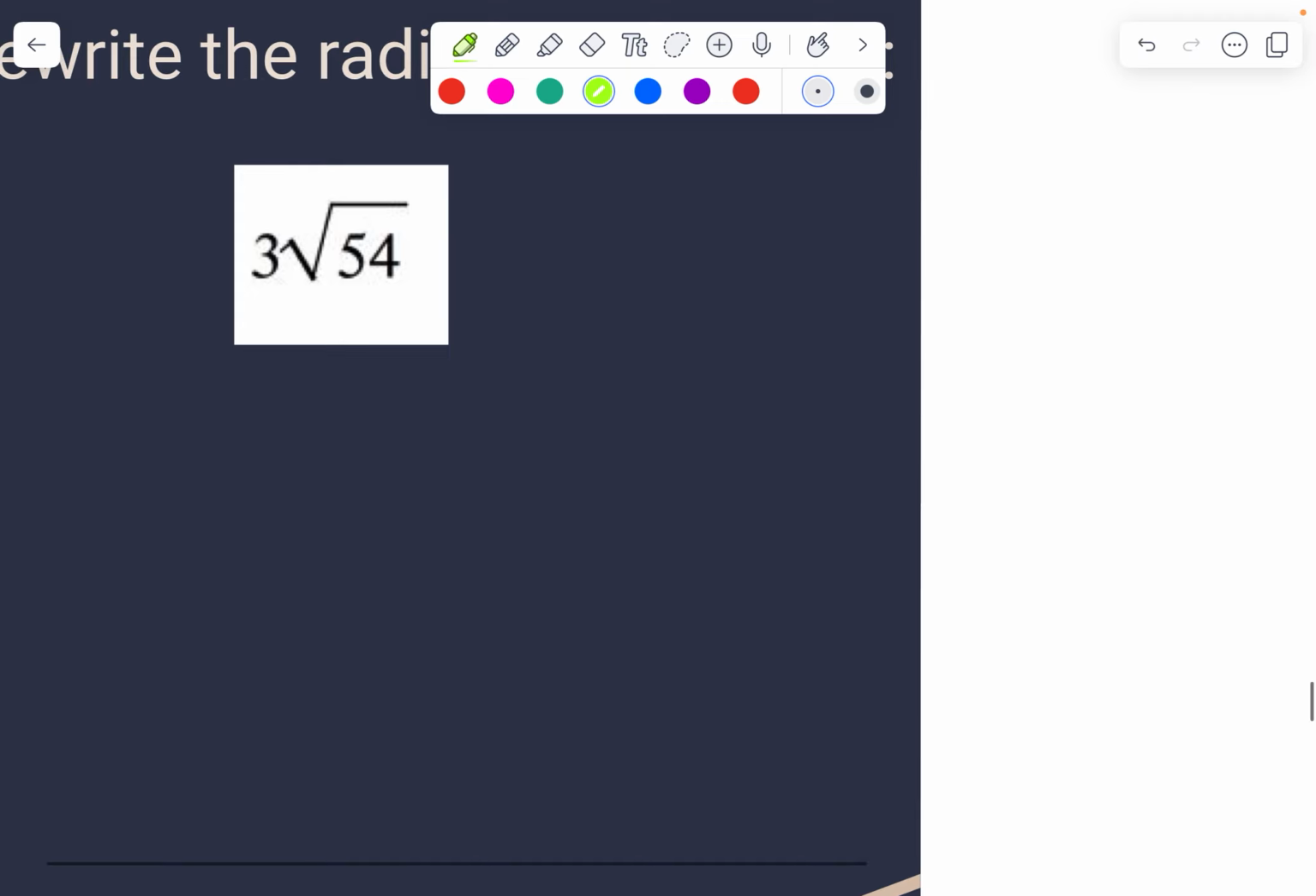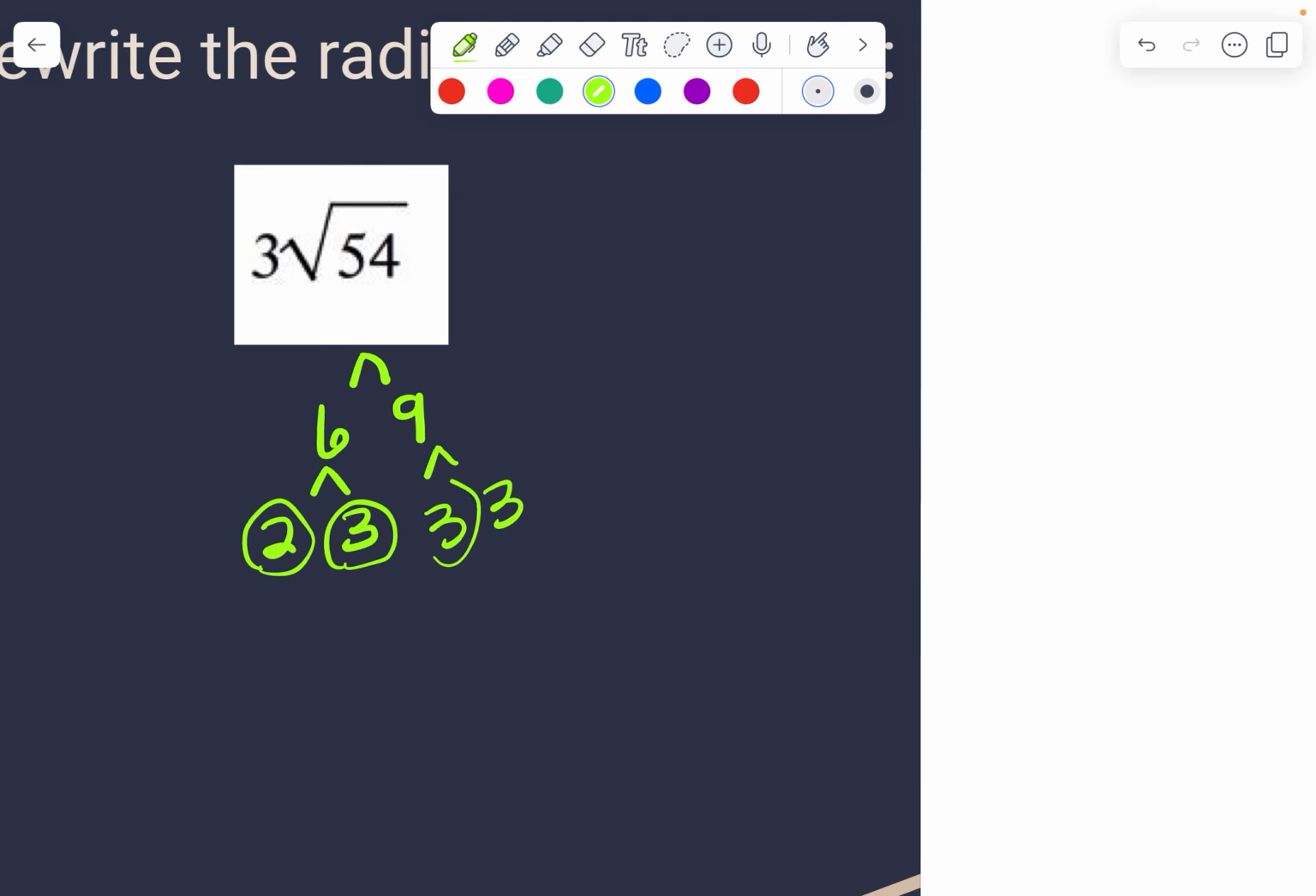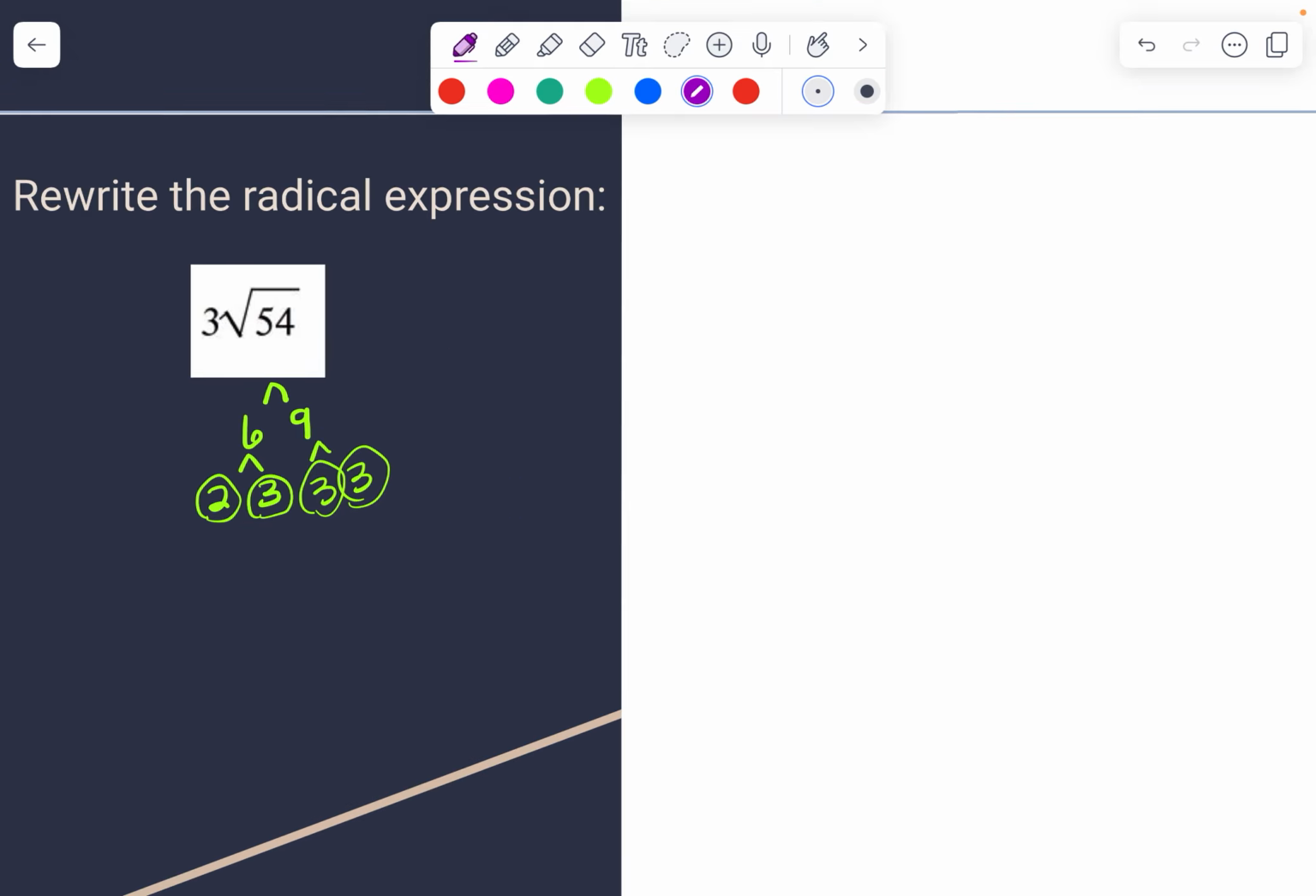All right, this one, we're having a 3 on the outside to start with. 54, let's start with 6 and 9 for 54. Neither one of those are prime, so break it up. 6 is 2 and 3. 9 is 3 and 3. Those are all prime. So we have our 3 to begin with, and then 2 times 3 times 3 times 3.